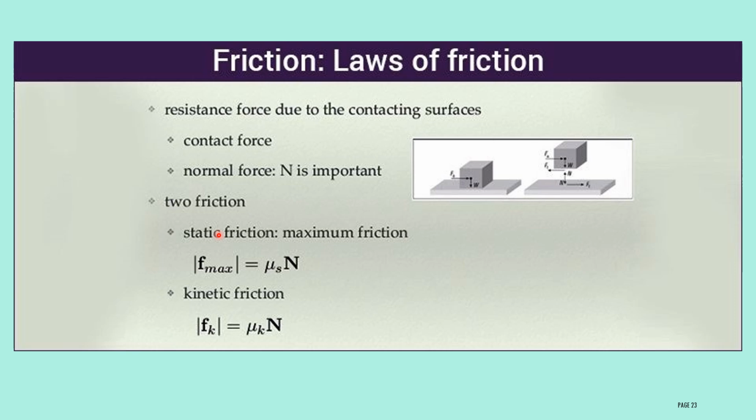Then two frictions: one is static friction, another is kinetic friction. In the case of static friction, the frictional force will be maximum. Let us express this in mathematical form. F maximum is equal to mu s into N. Here the small f indicates the frictional force, which will be maximum. Mu s is the coefficient of static friction. N is the normal force. Then in the case of kinetic friction, Fk, the frictional force is mu k into N, where mu k is the coefficient of kinetic friction.